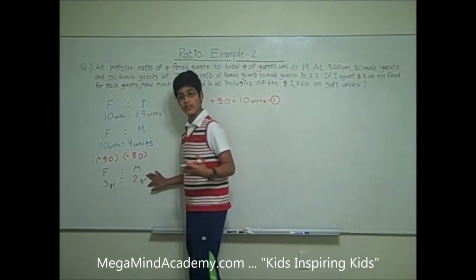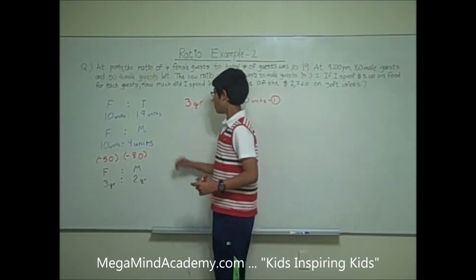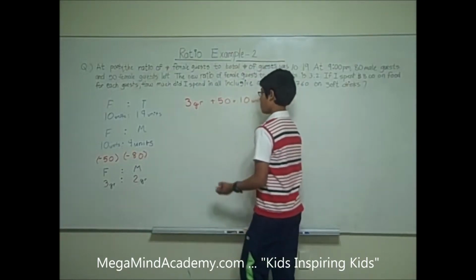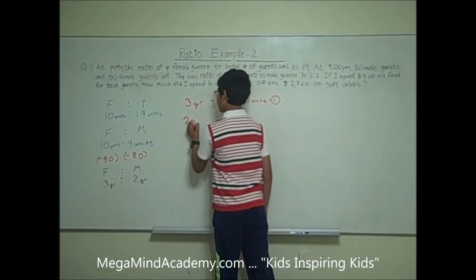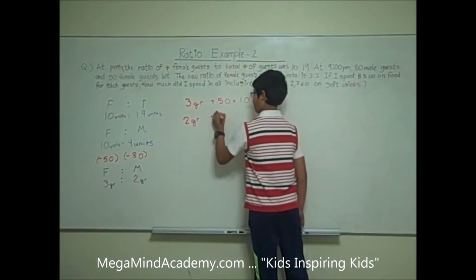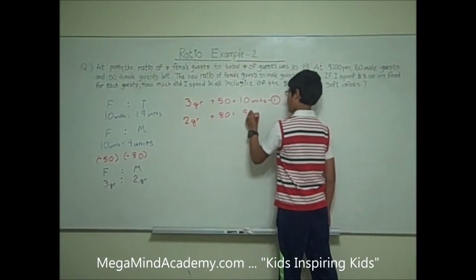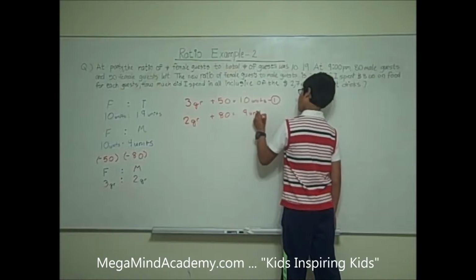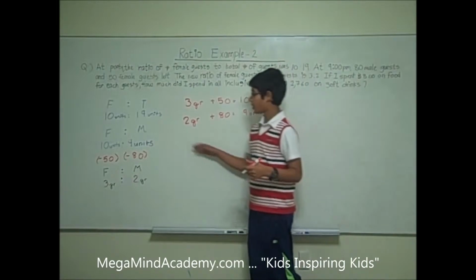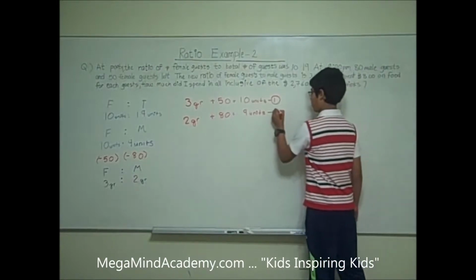Similarly, 2GR plus 80 is equal to 9 units, which is how many male guests we started out with. So, 2GR plus 80 is equal to 9 units, which is how many male guests we started out with. So, this is equation 2.